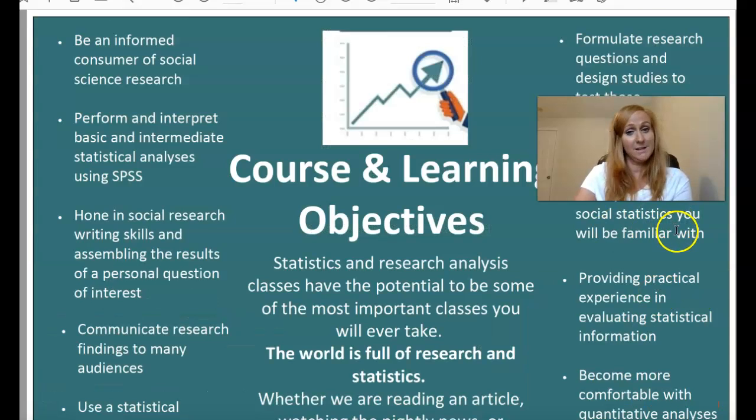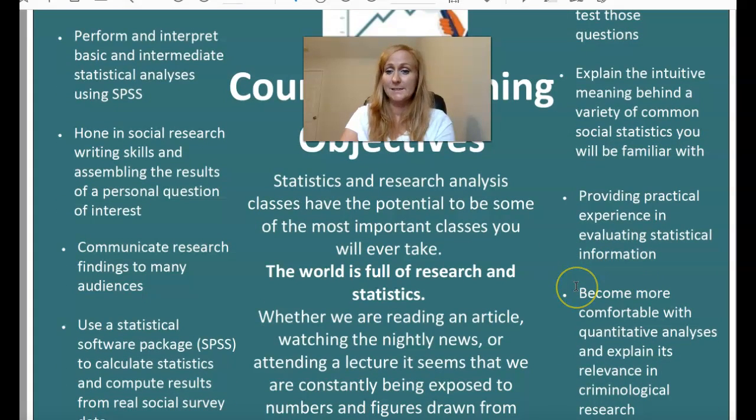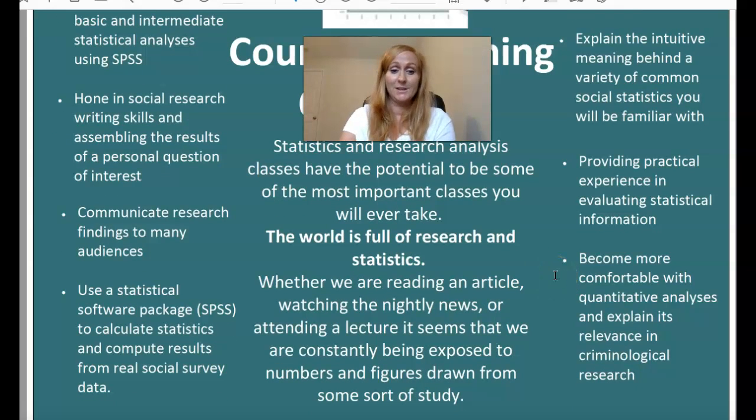So these are our learning objectives. We want to be able to be an informed consumer of social science research, hone our research and writing skills, assembling it into a personal question of interest, do basic and intermediate statistical analyses of data using SPSS, being proficient in that. We want to formulate research questions and design studies to test those questions. You need to learn how to communicate your findings, how to provide statistical results, evaluate information, doing quantitative analyses, and using a software package to do that.